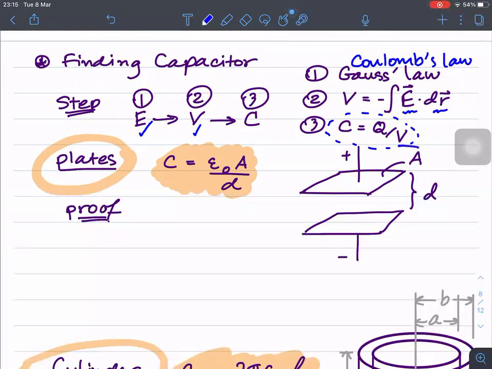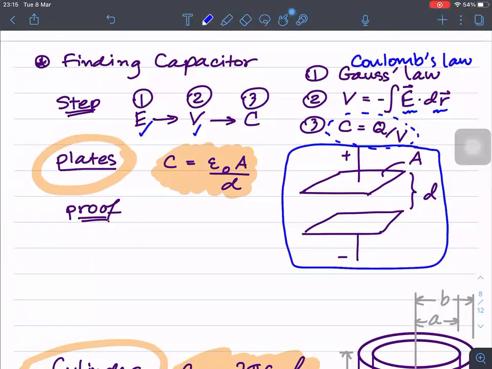So, for example, if you are given a system of rectangular parallel plates of area A and with separation D between the 2 plates, then the capacitance C can be calculated from epsilon 0 A over D, where epsilon 0 is called the permittivity. This is the same epsilon 0 that you have from electrostatics.